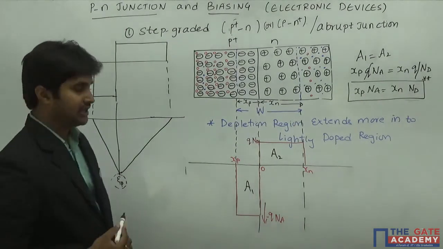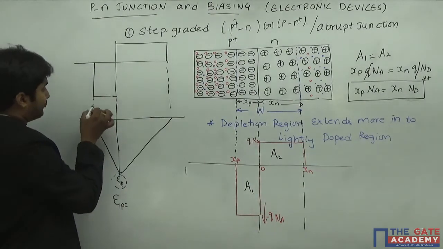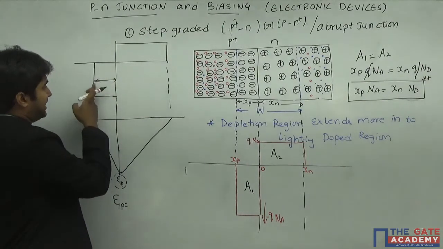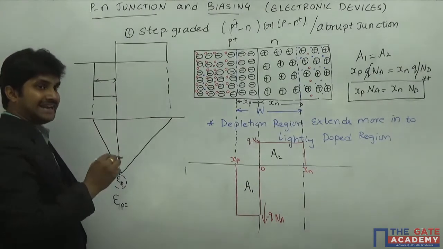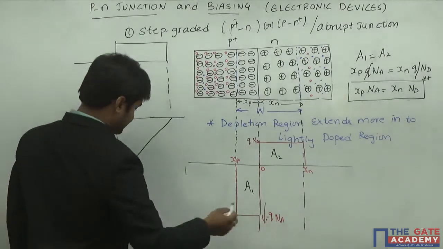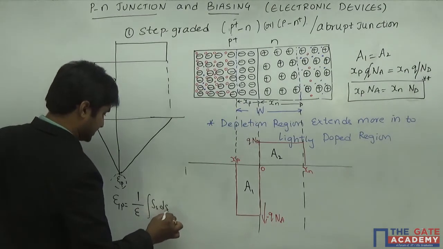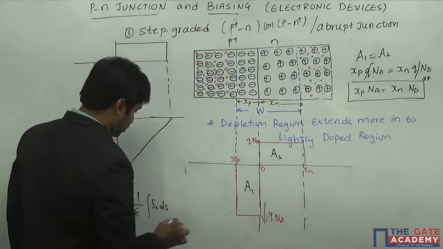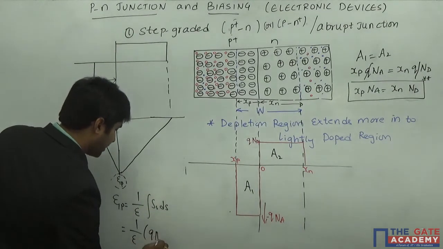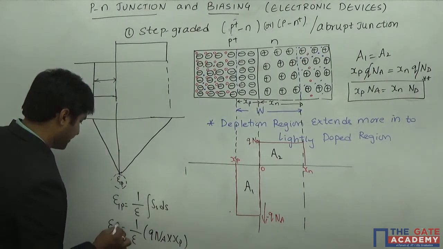I'm talking about the magnitude, okay? So the magnitude of the electric field is nothing but, if you are integrating from this particular point to this particular point, you are reaching the maximum electric field. So when you are integrating from this point to this point, it is nothing but finding the area from this point to this point. Now what is the area here? So we know that it is nothing but 1 by epsilon into integral of rho s ds. So when you integrate from xp to 0, then you are going to have 1 by epsilon into q na multiplied by xp. So here I am only talking about the magnitude, right?